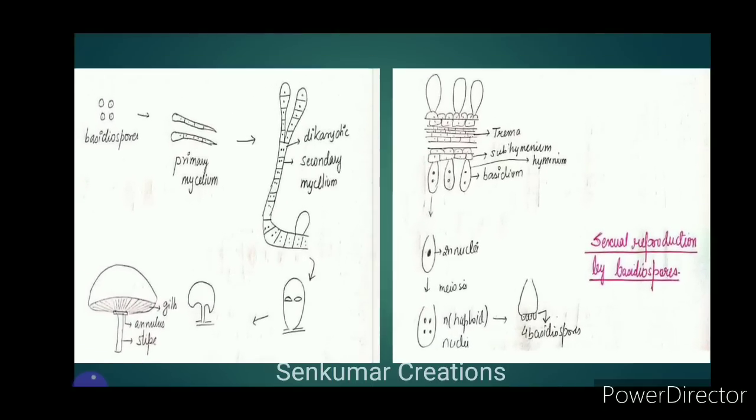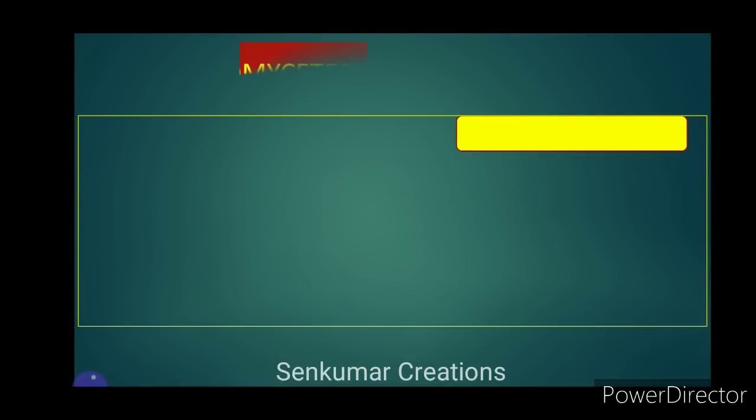See this picture clearly, sexual reproduction by basidiospores. You can see the basidiospores and primary mycelium, from which the spore forms, and then this one is formed finally. So see this picture, you can pause and see this picture clearly, everything is explained. Sexual reproduction is found in Basidiomycetes.